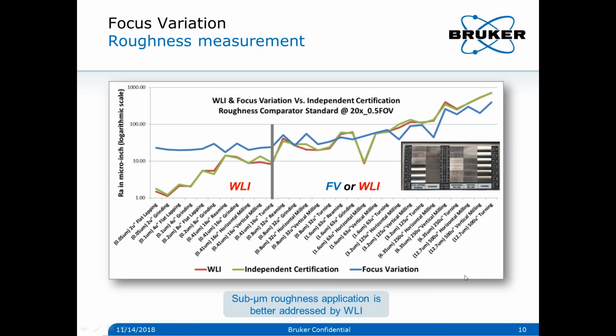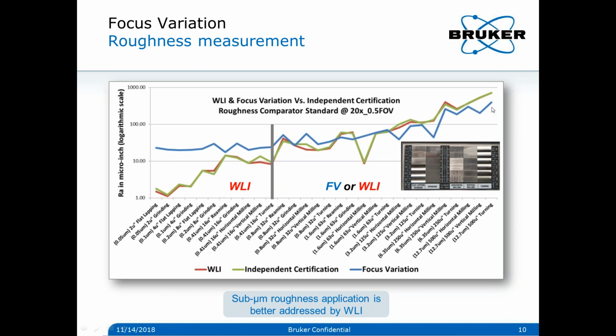Also, because the 3D optical profiler is mainly used for roughness measurements, we have checked how well this focus variation technique complies and matches with the white light interferometry technique, as well as with independently certified roughness comparators. This is a surface comparator we work with, which represents different manufacturing technologies, such as milling, turning, grinding, and lapping, with different amplitudes of mean roughness.